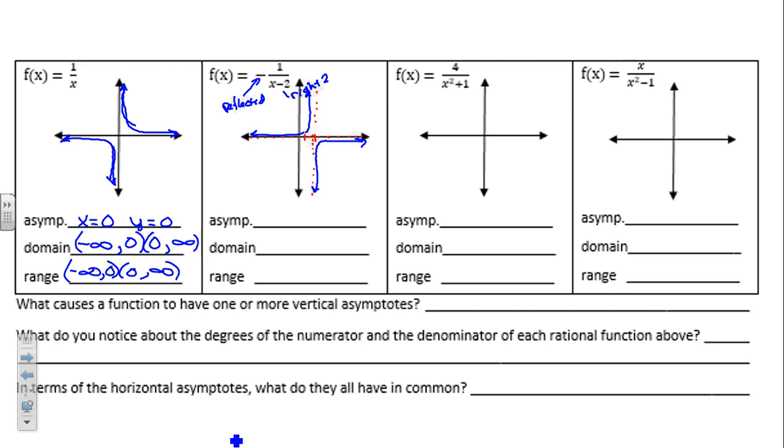So from our sliders, we know that our asymptotes are x equals 2 and y equals 0. So what's our domain this time? Good. Absolutely. And what's our range? Same as the previous, right? Negative infinity to 0, and 0 to infinity.